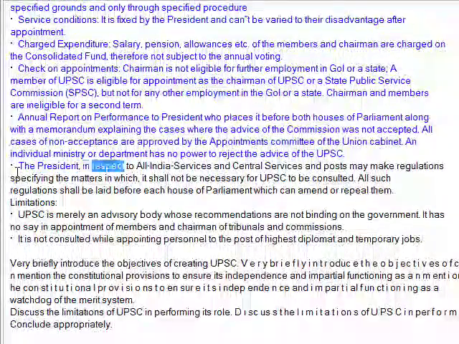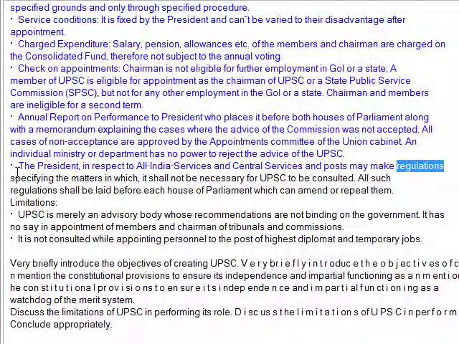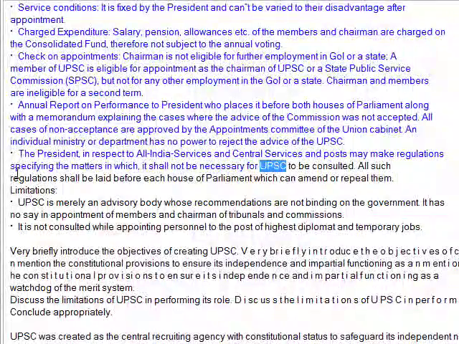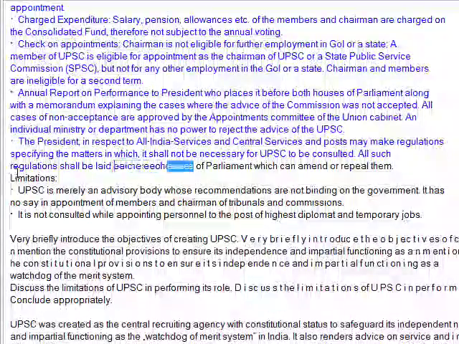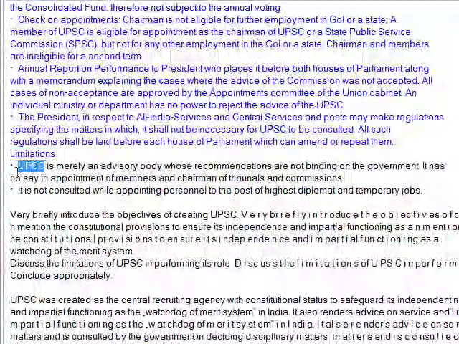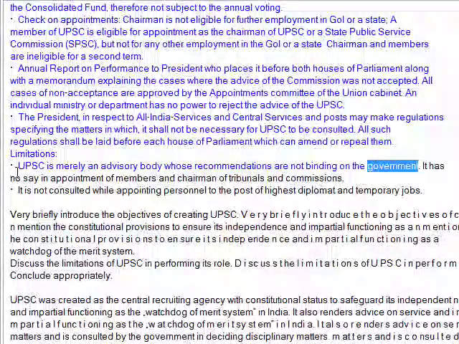The President, in respect to all India services and central services and posts, may make regulations specifying the matters in which it shall not be necessary for UPSC to be consulted. All such regulations shall be laid before each House of Parliament, which can amend or repeal them. Limitations. UPSC is merely an advisory body whose recommendations are not binding on the government.